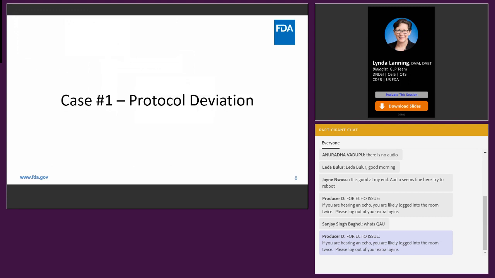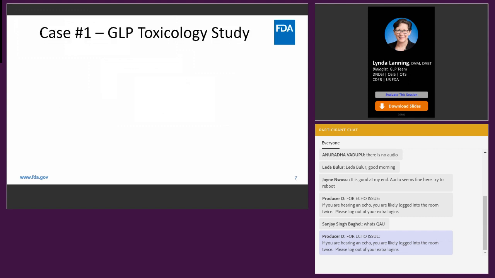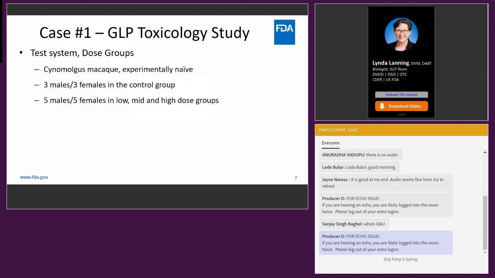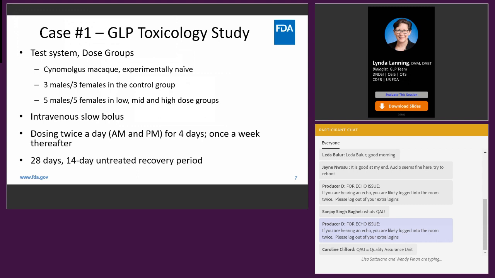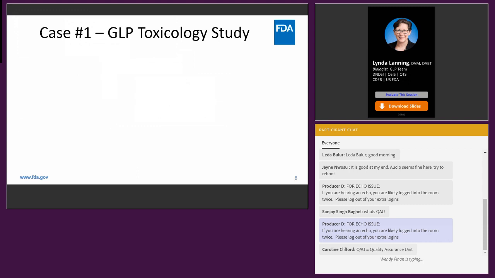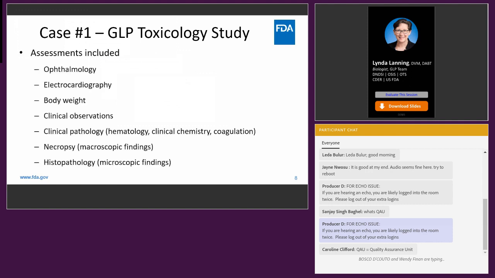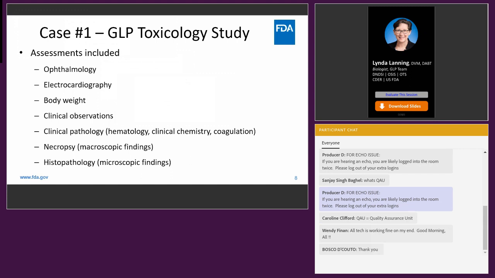In case 1, I'll present some issues around the handling of protocol deviations. This study is a GLP-compliant toxicology study with 4 groups of experimentally naive cynomolgus macaques, 3 groups receiving the test article, and 1 control group. The test article was administered by a slow intravenous bolus twice a day for 4 days, followed by once a week for 24 more days. There was a 14-day untreated recovery period. Assessments for this study included ophthalmology, ECG, body weight, clinical observations, clinical pathology, necropsy, and histopathology.